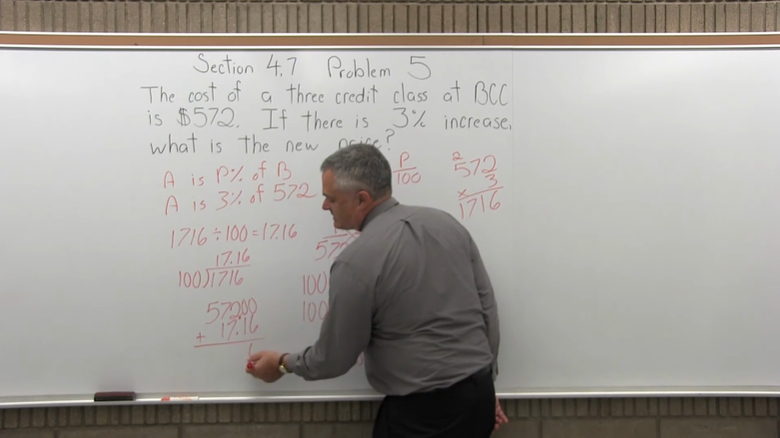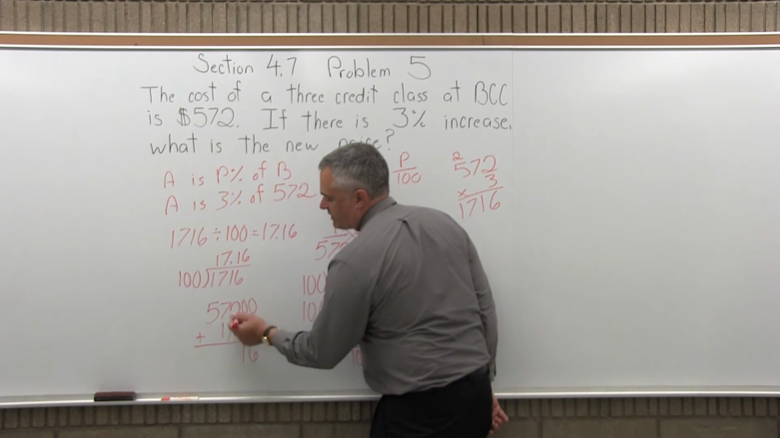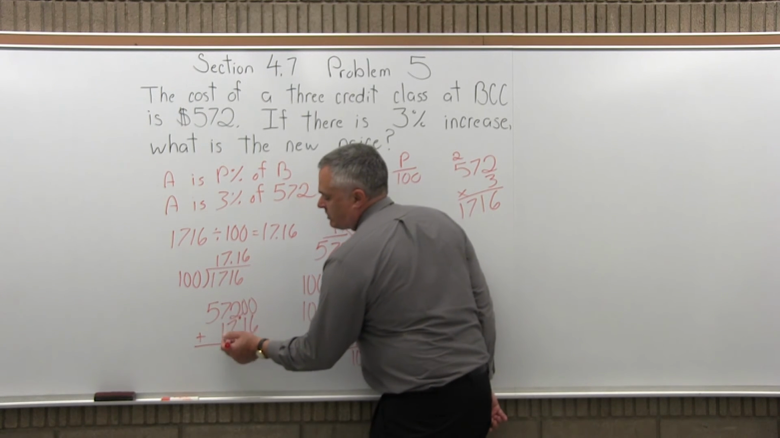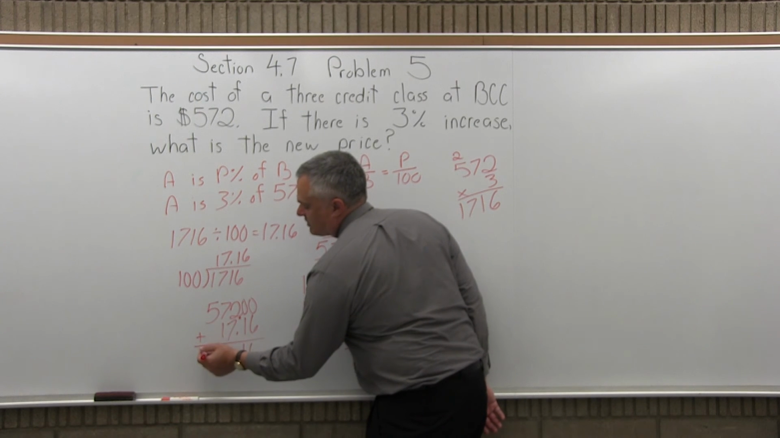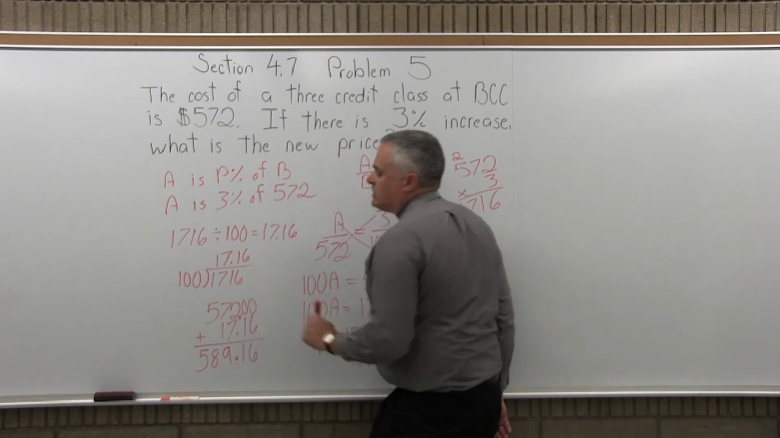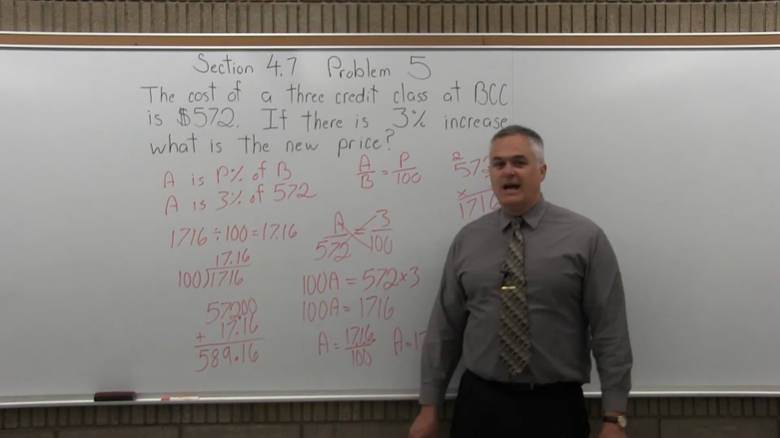Nothing plus 6 is 6. Nothing plus 1 is 1. Bring the decimal straight down. 2 plus 7 is 9. 7 plus 1 is 8. 5 plus nothing underneath it is just 5. So I have a final answer of 589.16.